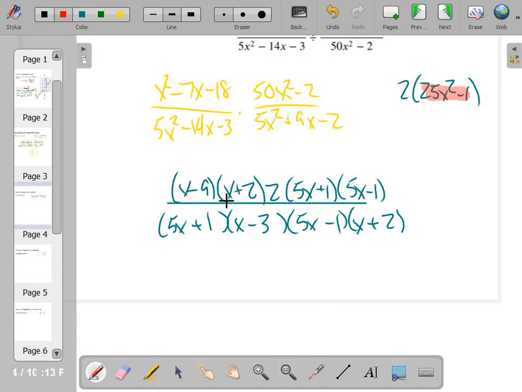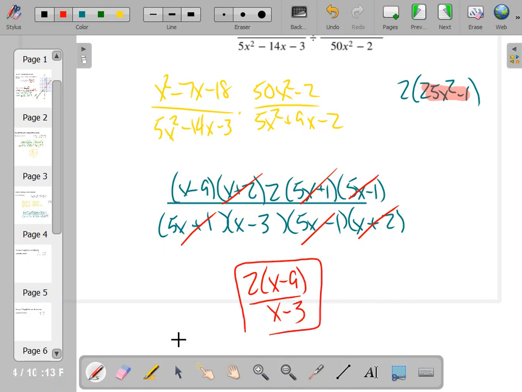I'm sure something does. X plus 2, 5x plus 1, 5x minus 1. So I have 2 times x minus 9 over x minus 3. That one's simplified as well.